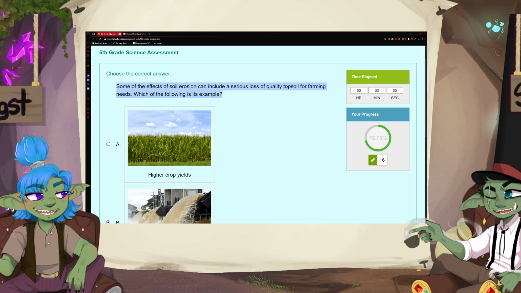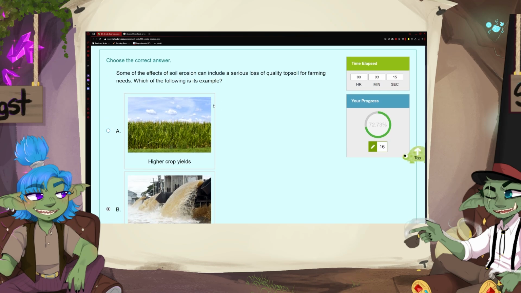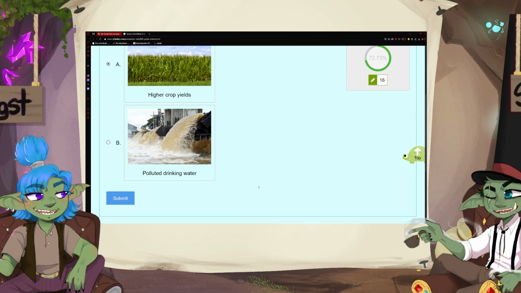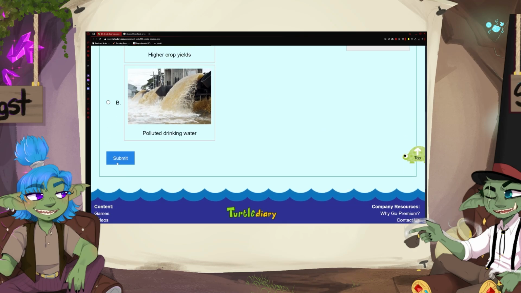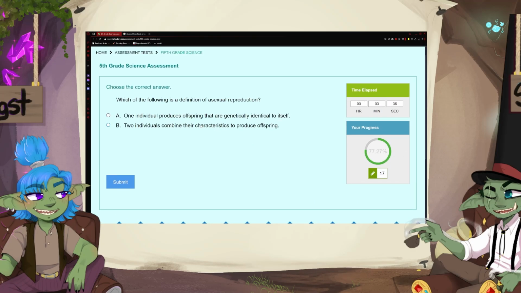Yeah. So it's definitely polluted water. Yeah. Which of the following is its example? It would not. Oh! We misread it, Smug. It's asking for an example of soil erosion. Oh. I thought it was weird. God damn it. Oh my god.